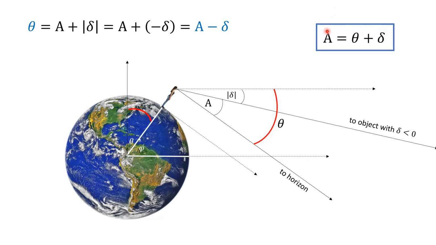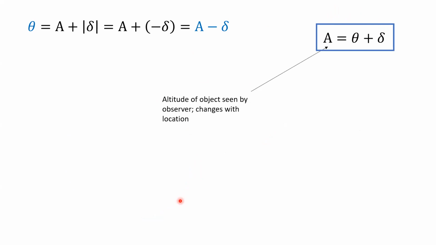Because remember, this picture only works for something that's due south. So this woman here, she's actually facing south. So if we continue on in this direction, we would reach the South Pole. So just to review the terms, A is for altitude. That's the altitude seen by this particular observer, and that does change depending on where you are. If you go to a different latitude on planet Earth, that altitude would change. Of course, so would the colatitude. If you go to a different latitude, obviously your colatitude changes as well.